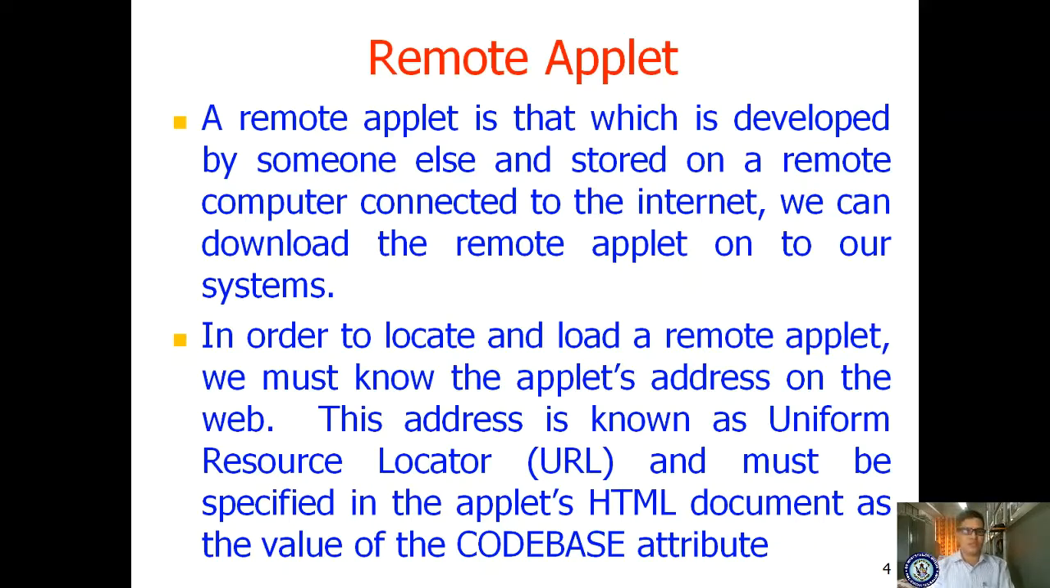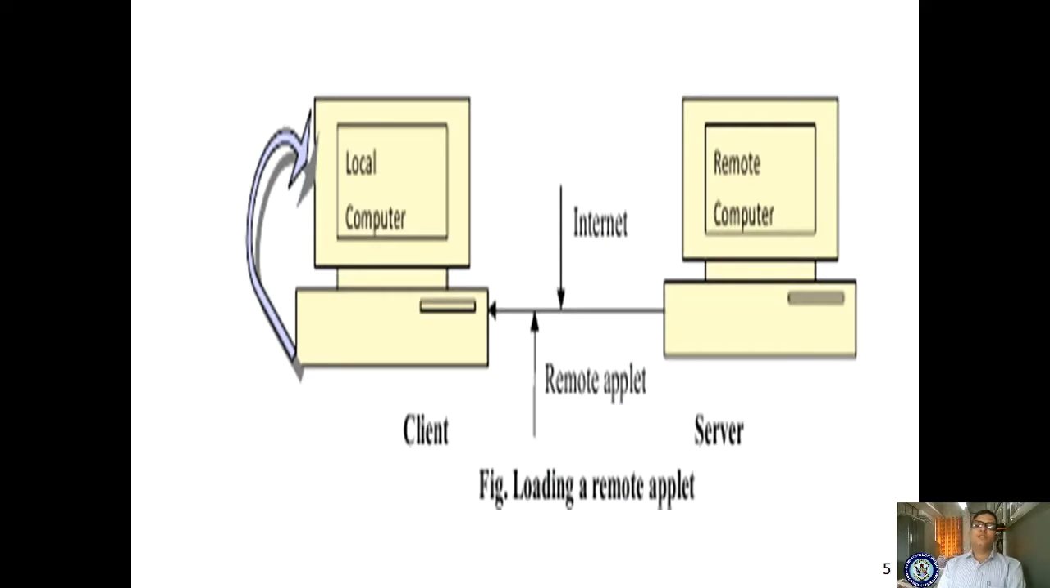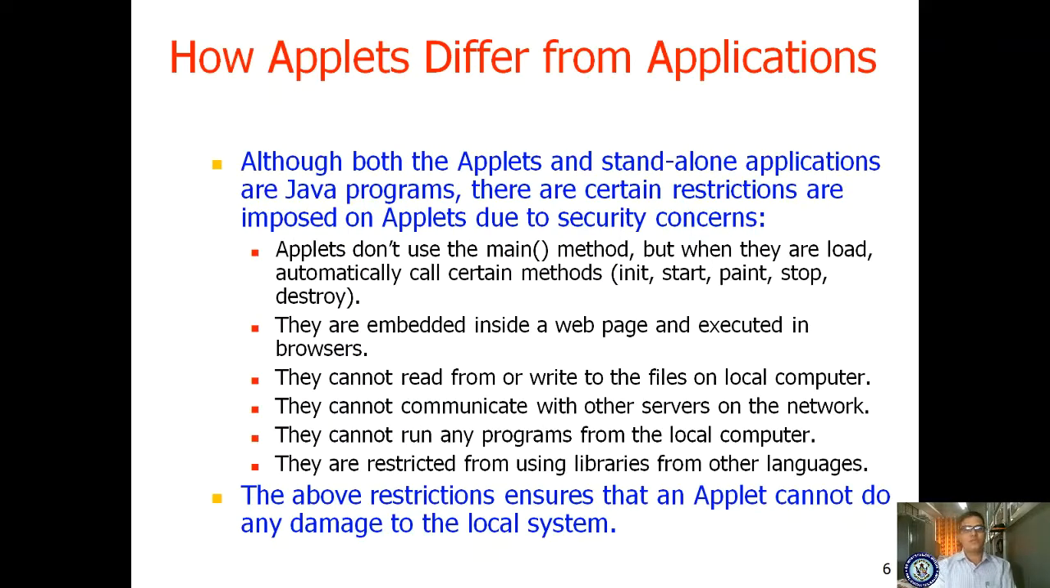We will learn step by step regarding the local applet as well as the remote applet. Here you are seeing the local computer and the remote computer. Through the internet connection, the client requests the remote applet through the web address, which is the URL, uniform resource locator. Once the connection is established, the remote computer will respond to your request.